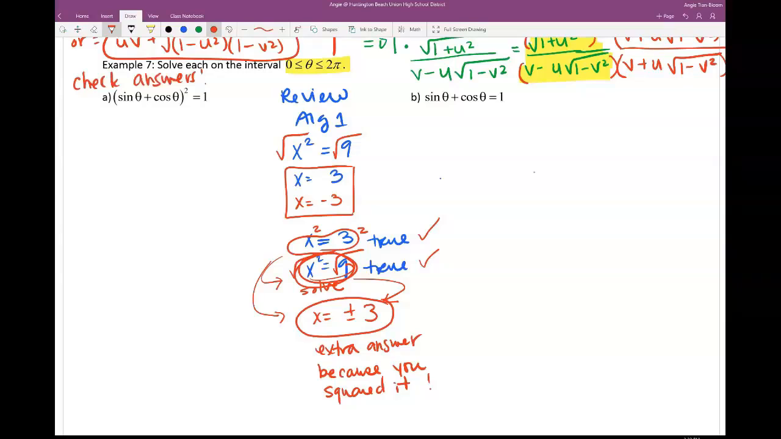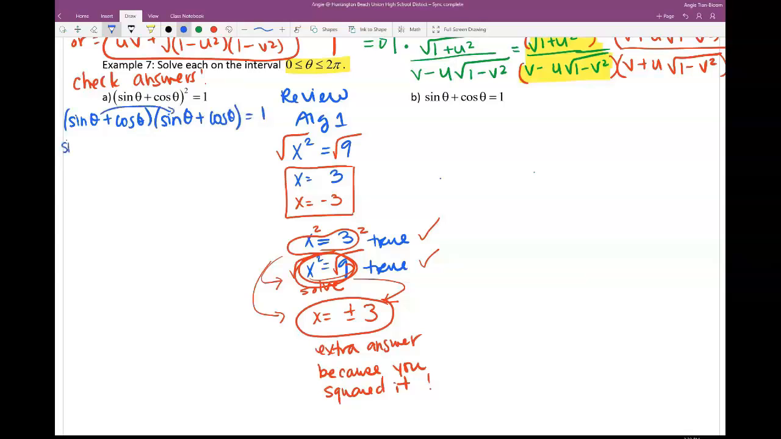So our first equation is quantity sine of theta plus cosine of theta, all of its square equals 1. Most of us would write this out twice and then multiply. Of course, you can do that. There's nothing wrong with that. Okay, so here we go. Equals 1. Okay, let's FOIL cautiously.